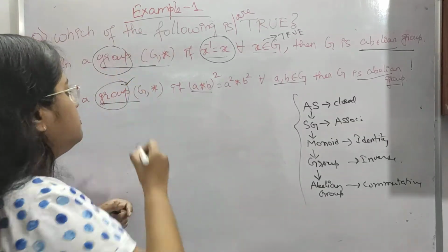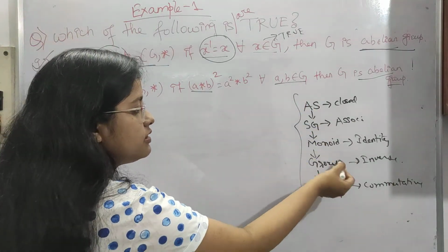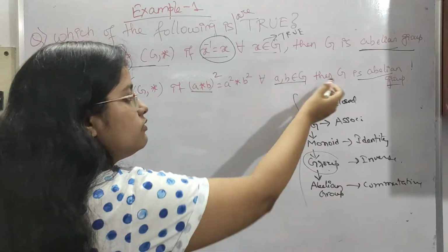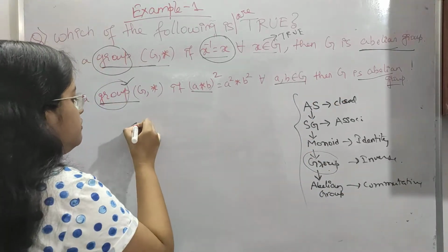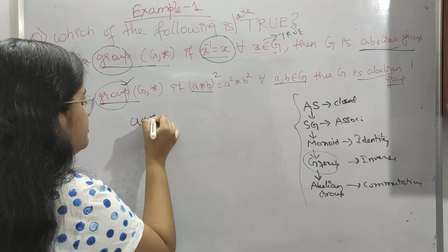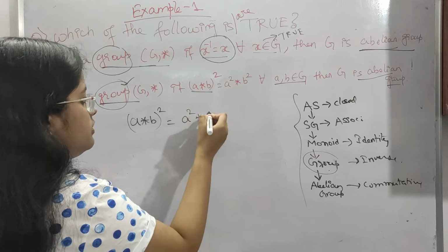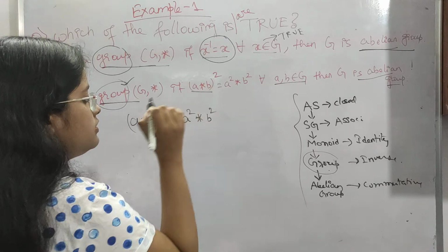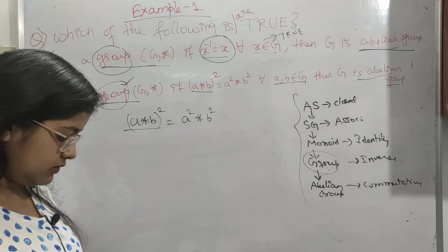See, it is already a group. We don't have to go from the first algebraic structure till here, because it is already given that this is a group. We just have to figure out whether it is commutative or not. It's a simple thing. Now let's see this. A star B is equal to A star A square star B star. Now how can we come to this?